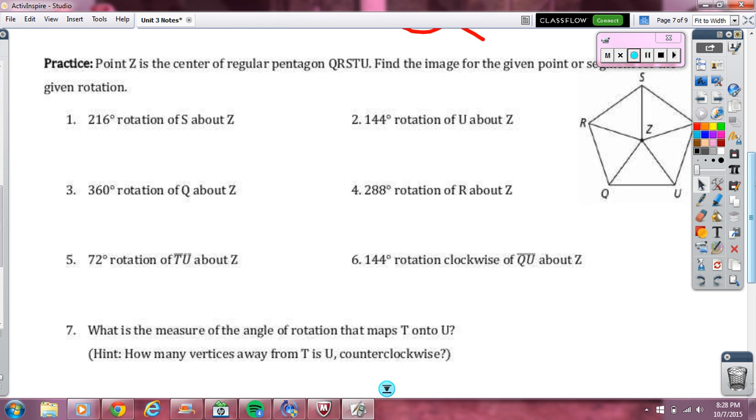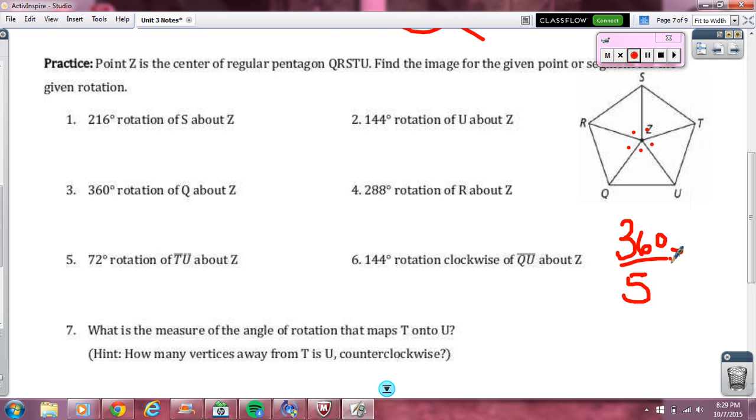I wanted us to try one or two more as part of our notes, and then the rest will be practice that we do in class. We've got a new shape down here in our practice. Step 1 is figuring out how big each of these central angles is. The whole central part of the polygon all the way around would be 360, but I'm dividing that 360 into 5 equal pieces. So each central angle is 72 degrees, and I would definitely write that in my picture.